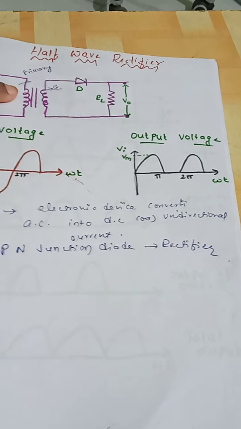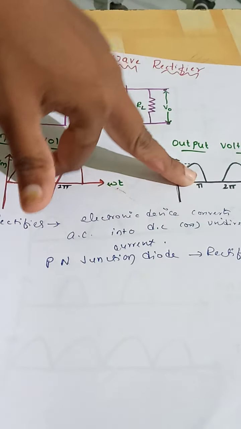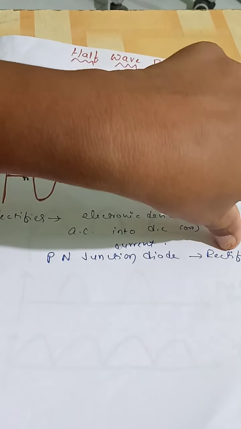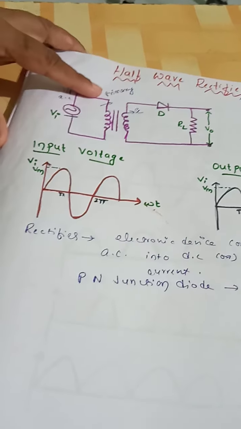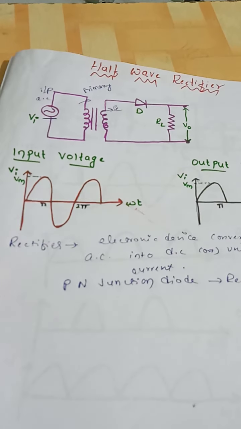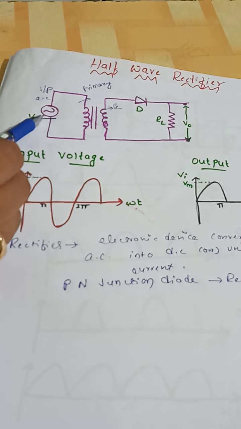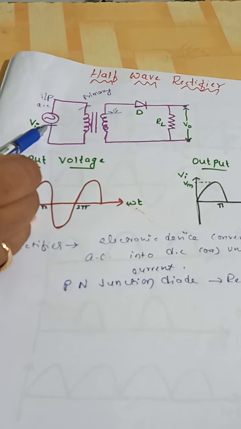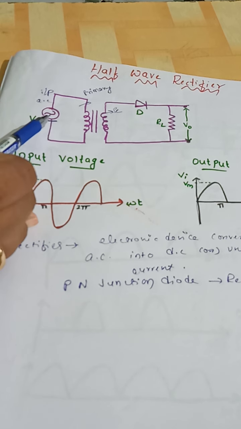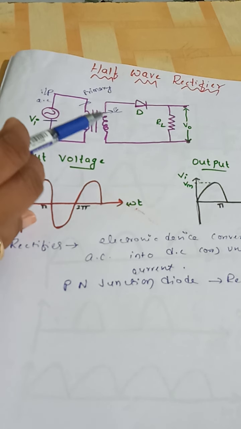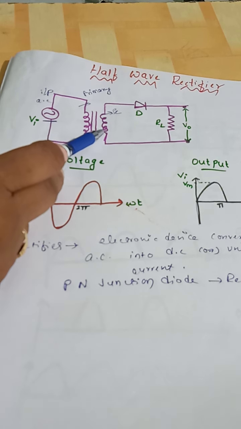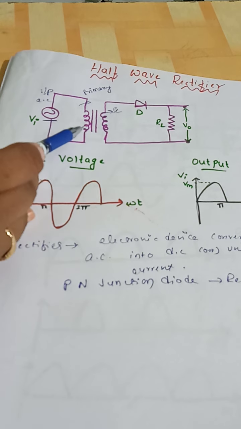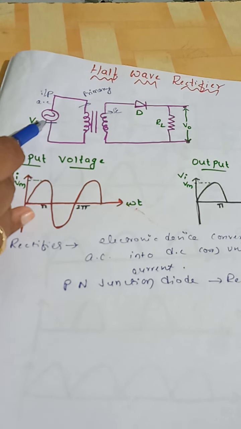Now for converting this AC into DC, we use PN junction diode as a rectifier. Now let us go for the circuit diagram. In the circuit diagram, this is the input alternating current which we have to convert into DC. Now this is the transformer, the primary coil, the secondary coil. To the primary coil only we have connected input AC.